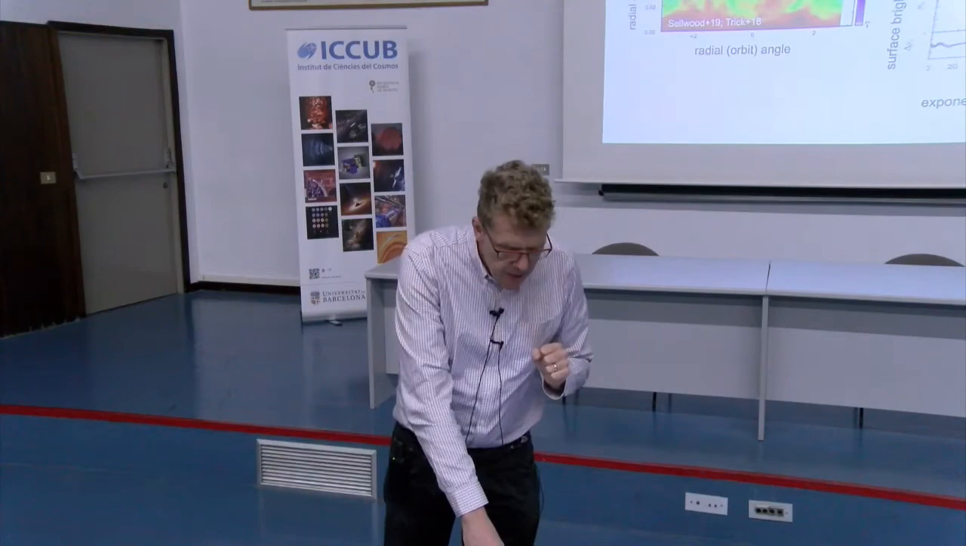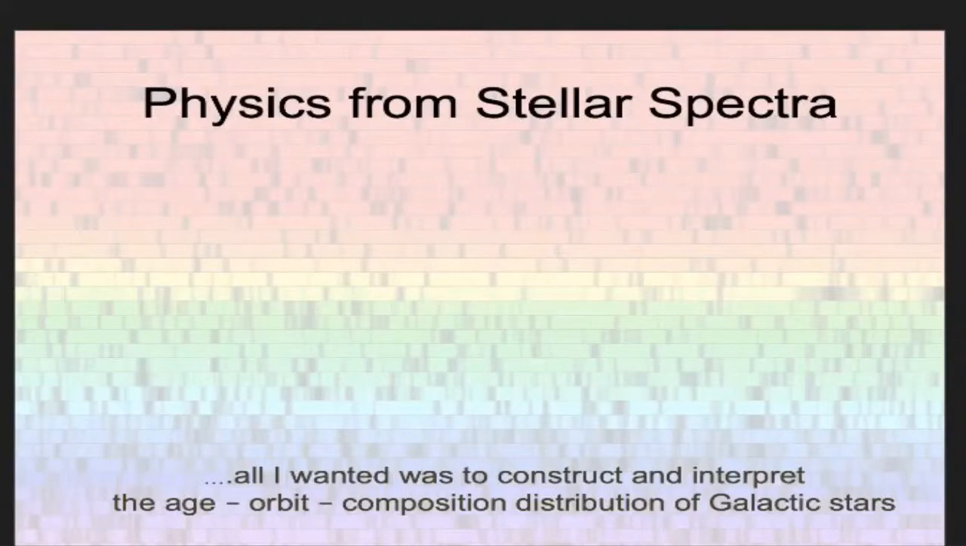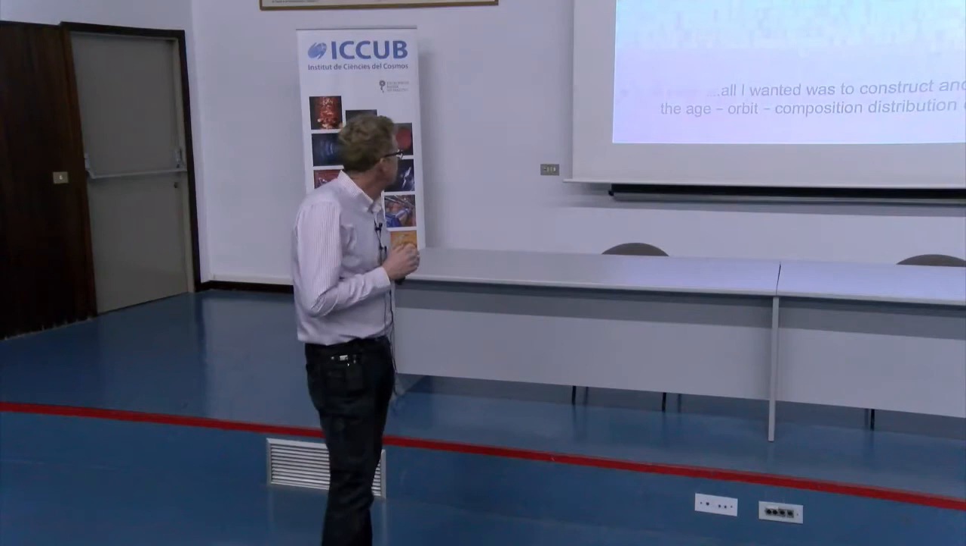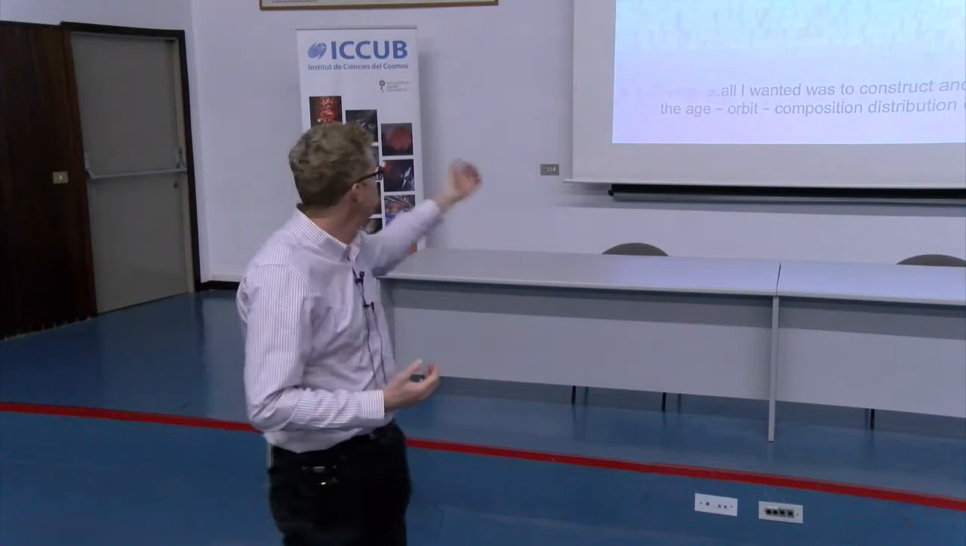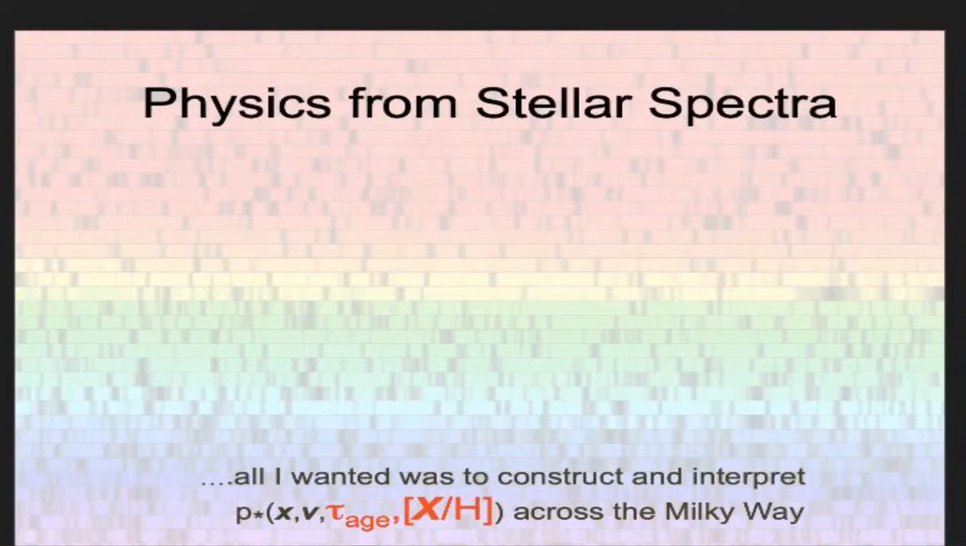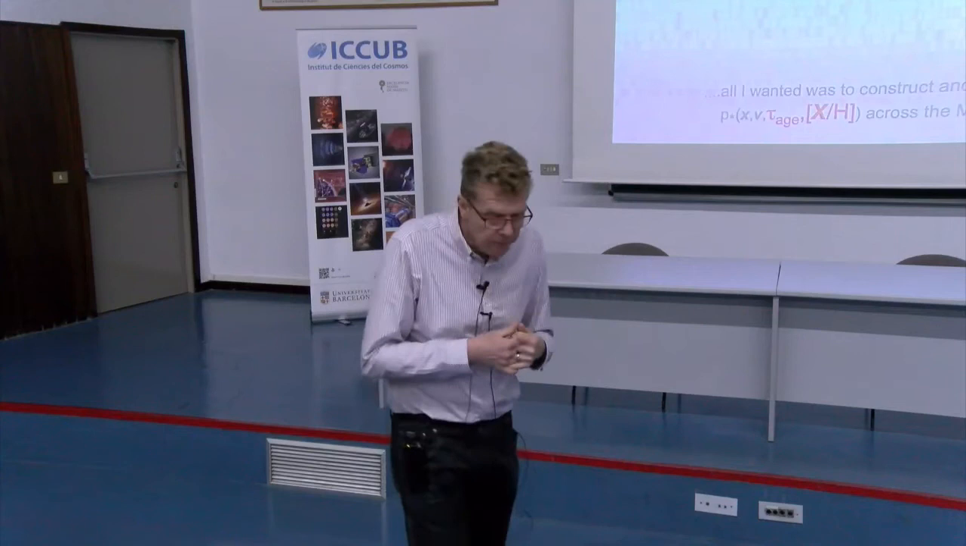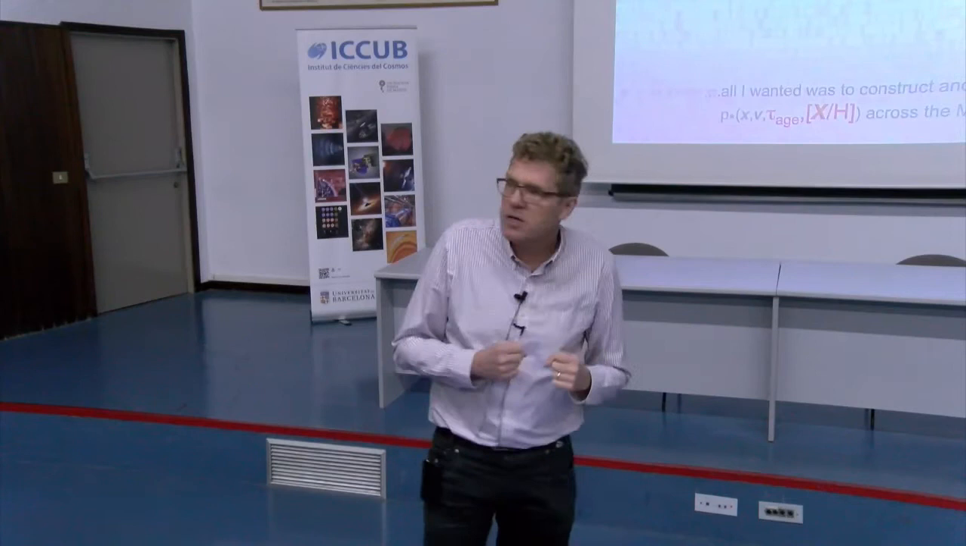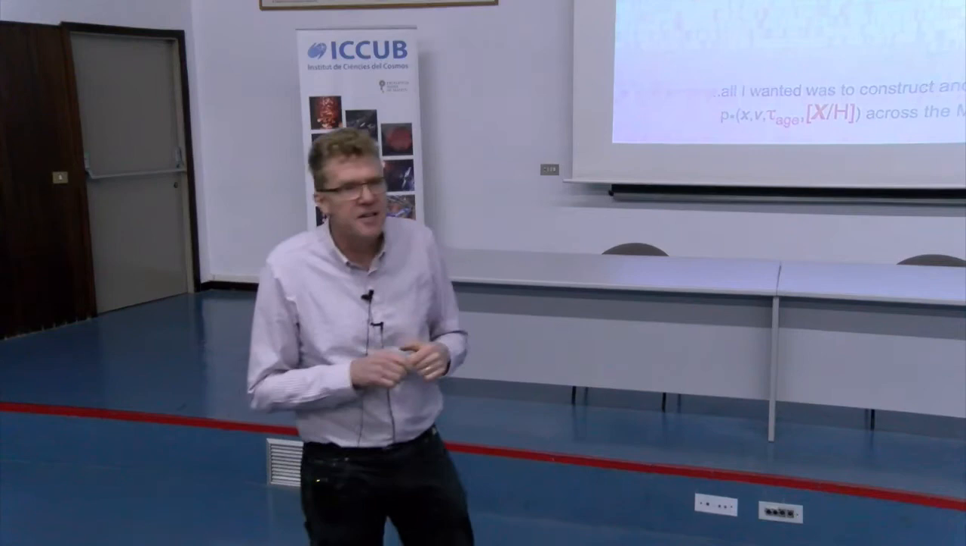So really, let me now come to how to get physics out of stellar spectra, but it's important to keep in mind what I said before, that all I wanted to do is to construct and interpret the distribution of orbits now available with Gaia, the age of stars, their composition, in the galaxy, which you can write down, right? The ultimate thing you can get is the joint distribution of position, velocity or orbit, age, and abundances reflecting the self-enrichment of the Milky Way. And abundances also serve another purpose, namely, they are lifelong tags. They are the ID number tattooed onto the stars that they cannot get rid of, no matter what happens.